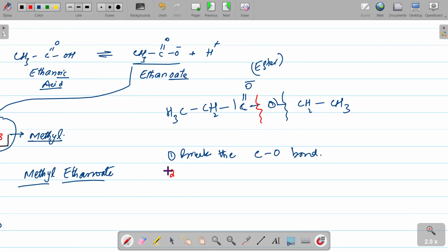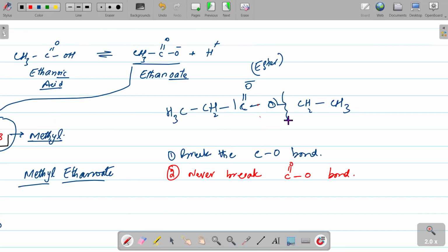And the second rule: never break the C double bond O and O bond. So it means you will not break from this part here, according to the rules. So remember these two simple rules for the naming of an ester.